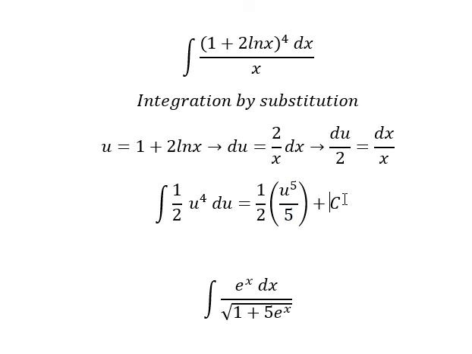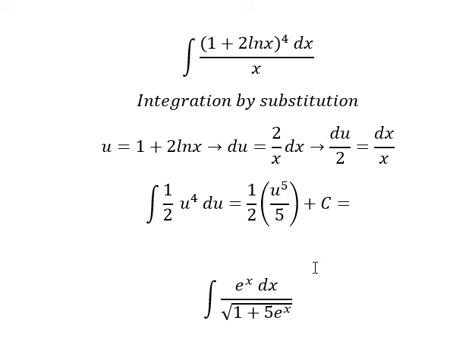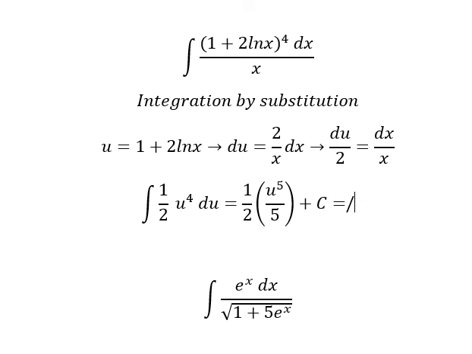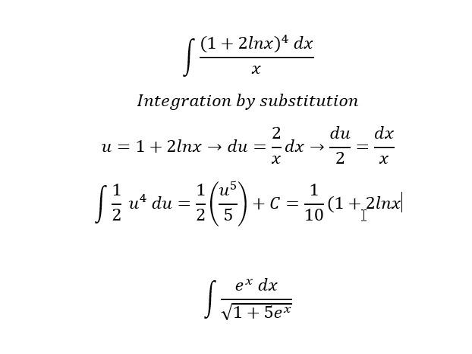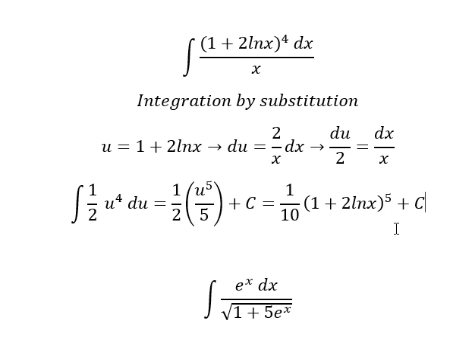So number 5 with number 2, that is number 10. U is this one. And that is the final answer.